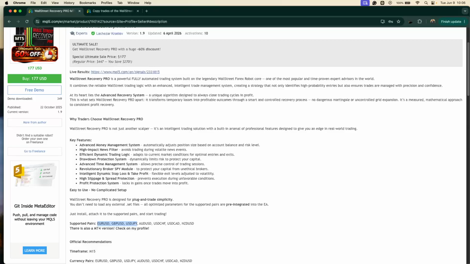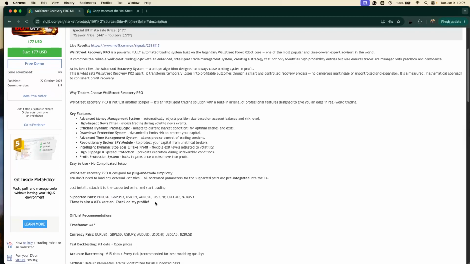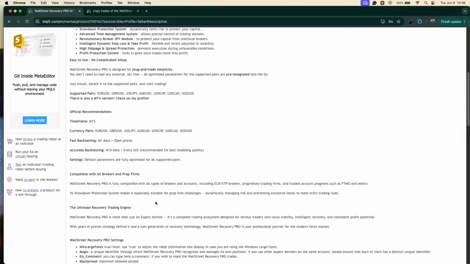And the standout feature for me is the advanced recovery system. When a trade moves against it, this system manages the entire cycle with a measured mathematical approach to bring the whole set back to profit. The emphasis is not dangerous martingale or uncontrolled greed. They say it doesn't have any martingale, and it's just smart position management.